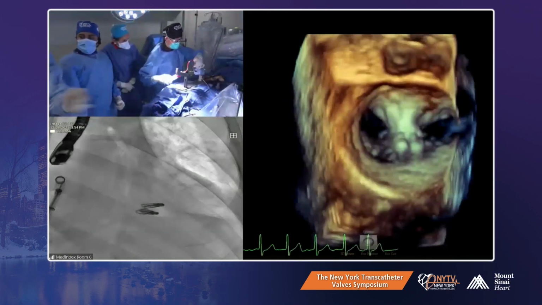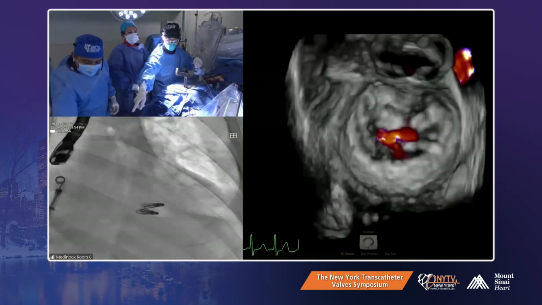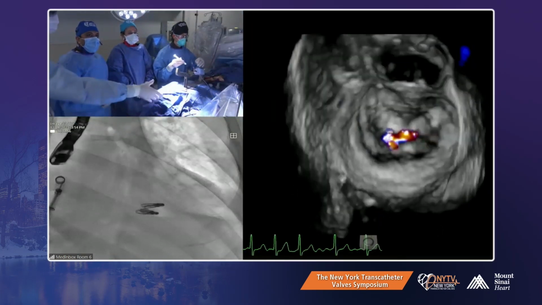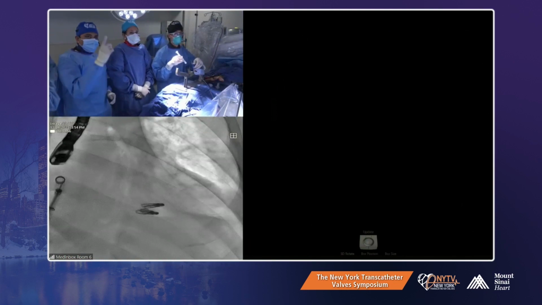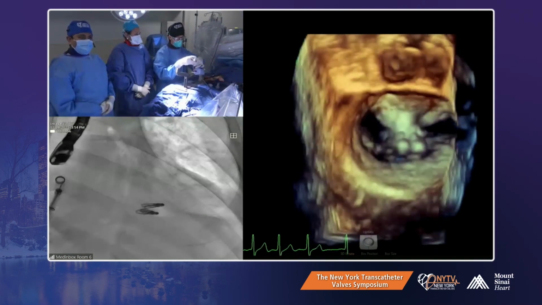This is such a beautiful picture. Can you show this picture of such a nice tissue bridge between the two? And as Greg mentioned in his talk, this is the best way to coapt leaflets together. Keep flashing.